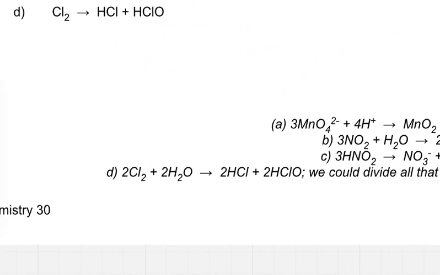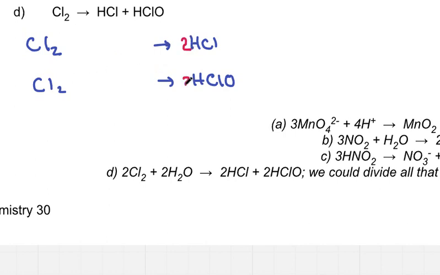Chlorine can turn into hydrogen chloride, or maybe hydrochloric acid if it gets wet, and chlorine can turn into hydrogen hypochlorite or hypochlorous acid. Oh, that's HClO. Okay, where do we start? Don't say oxygen. We start by balancing the stuff that isn't oxygen or hydrogen. So 2 chlorines here, we need 2 on the right. 2 chlorines here, we need 2 on the right.